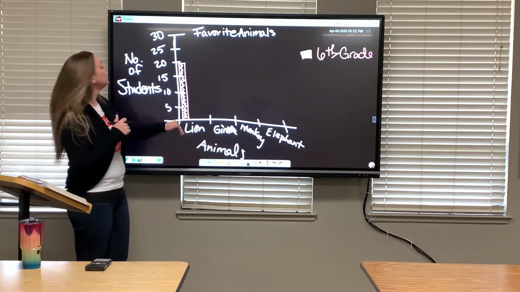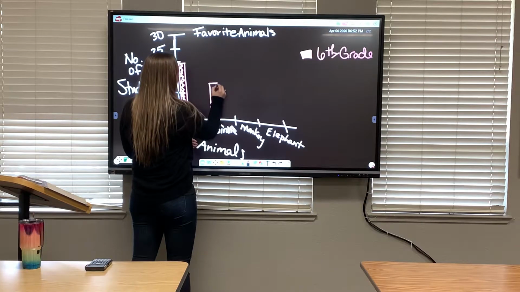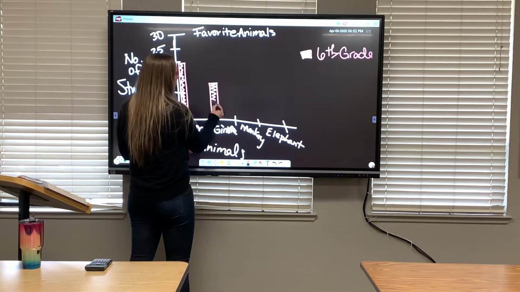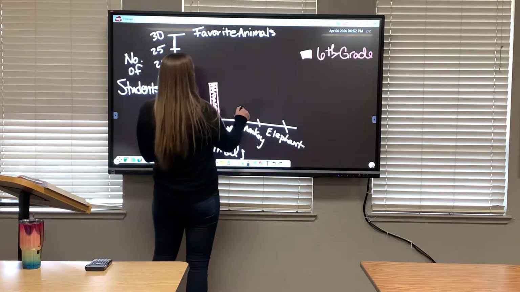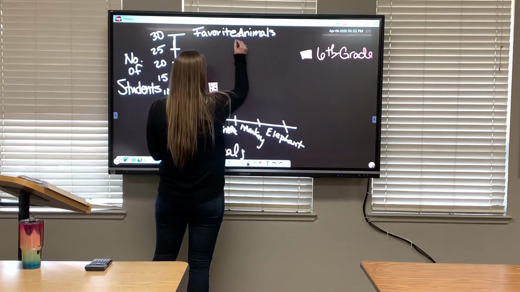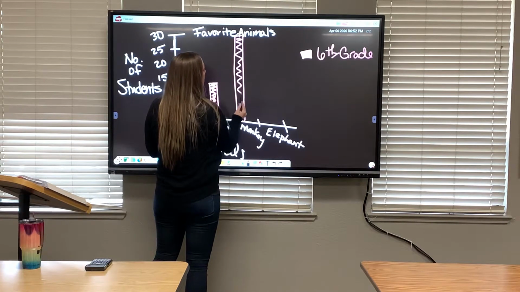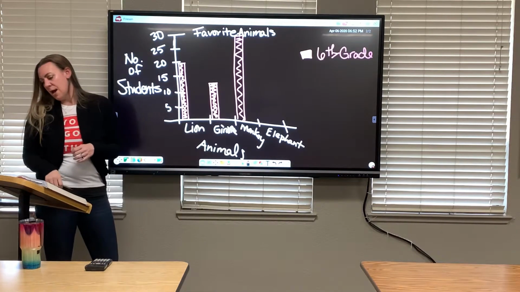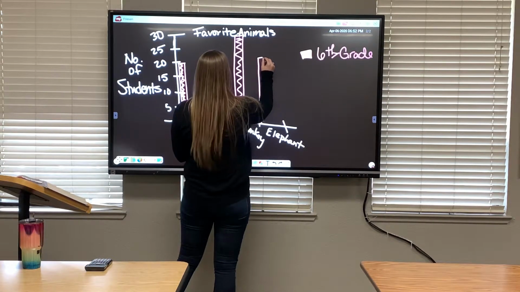The giraffe for 6th grade, so we're going to do all of 6th grade first, so it's 13. I'm going to make a smaller bar here. Monkey is 29, that's the one that goes all the way up to the top here. And again, we'll just color that in quickly. And then 21 for elephant, so that's going to go up.